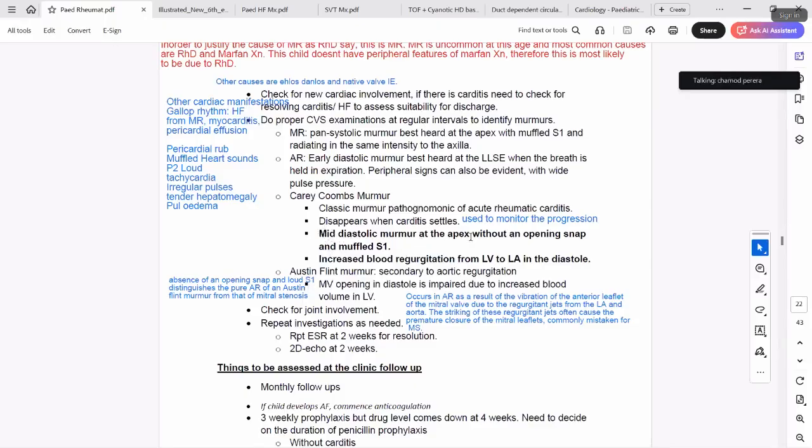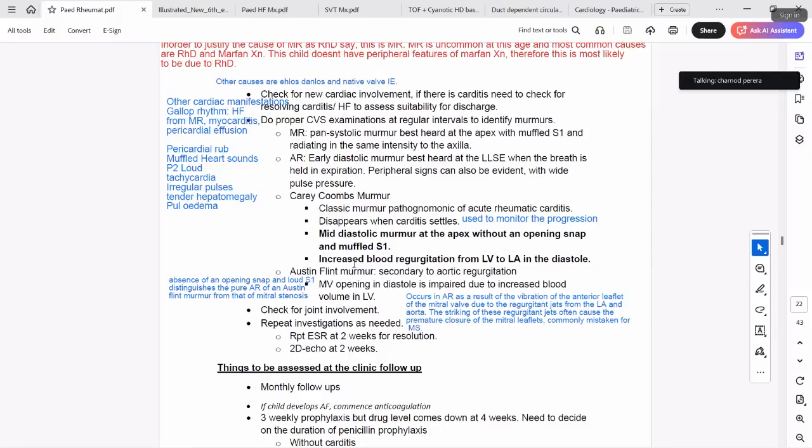But here it is also heard at the apex, but in mitral stenosis you get the opening snap, which is absent here. And also in mitral stenosis the S1 is very loud, but here the muffled S1 is there, right? So the Carey-Coombs murmur is produced because of increased blood regurgitation from the left ventricle to the left atrium. This was questioned once in an MCQ. That's why I'm telling these things. So blood regurgitation from left ventricle to left atrium in diastole is the mechanism through which the Carey-Coombs murmur occurs in these patients.